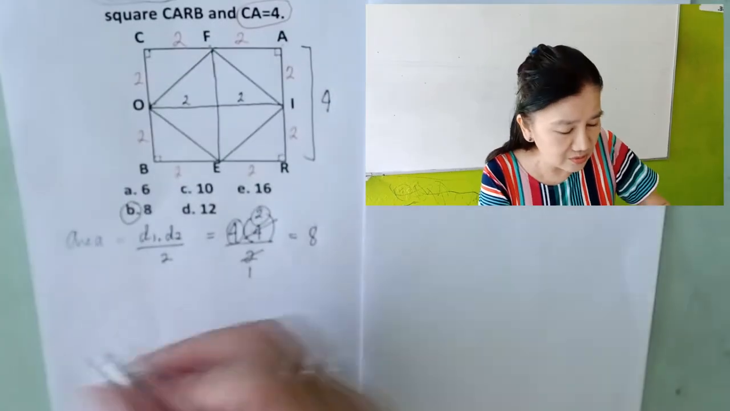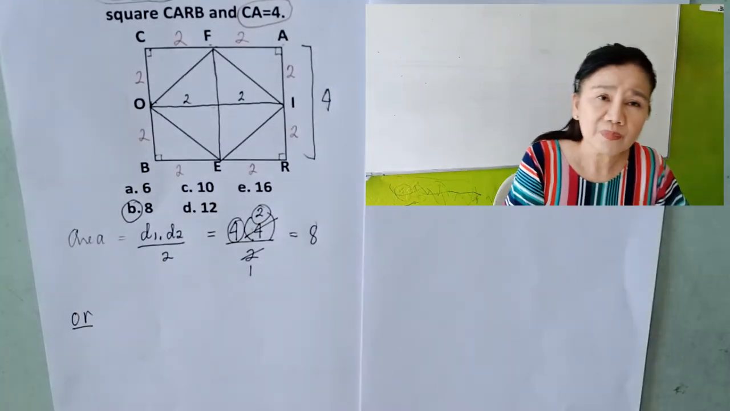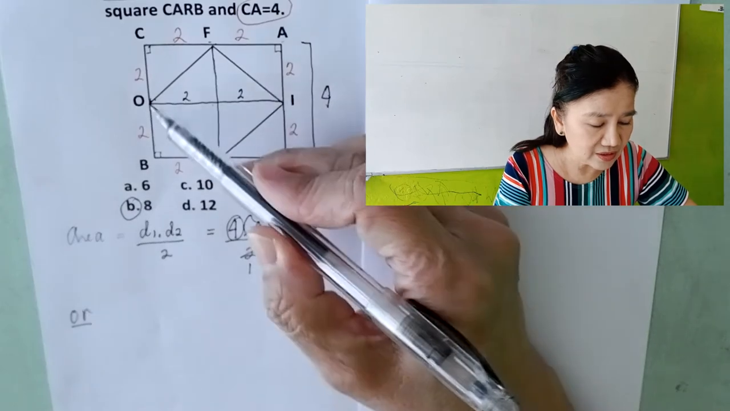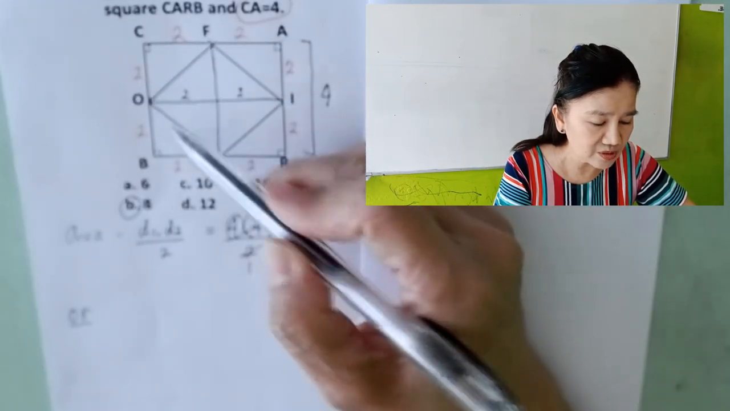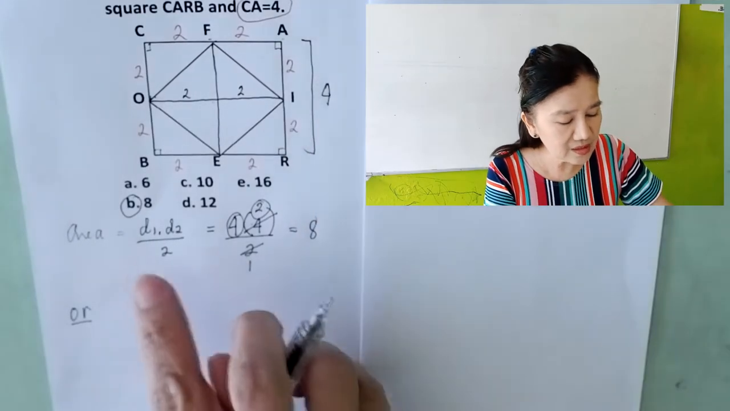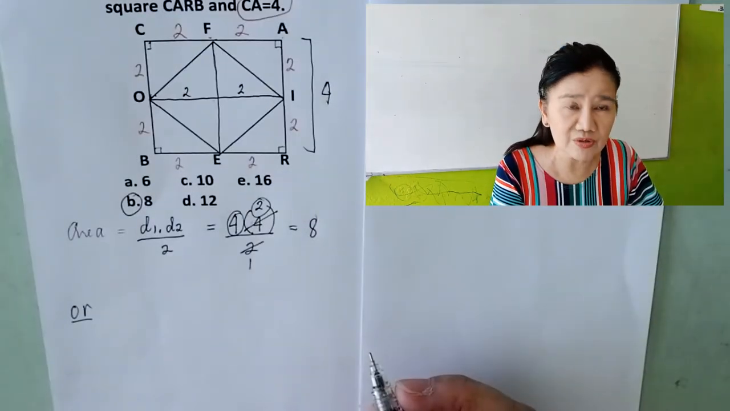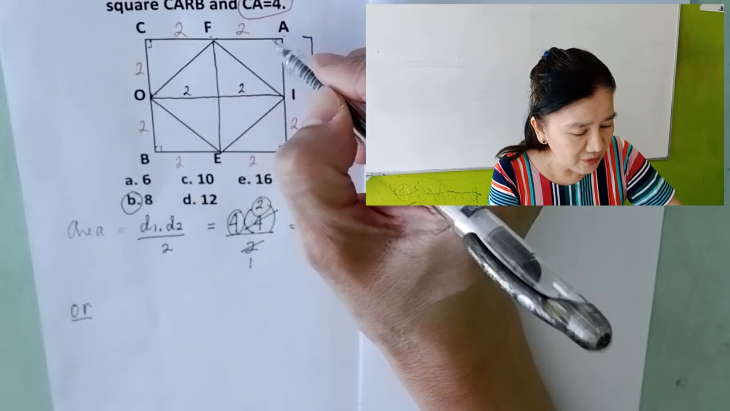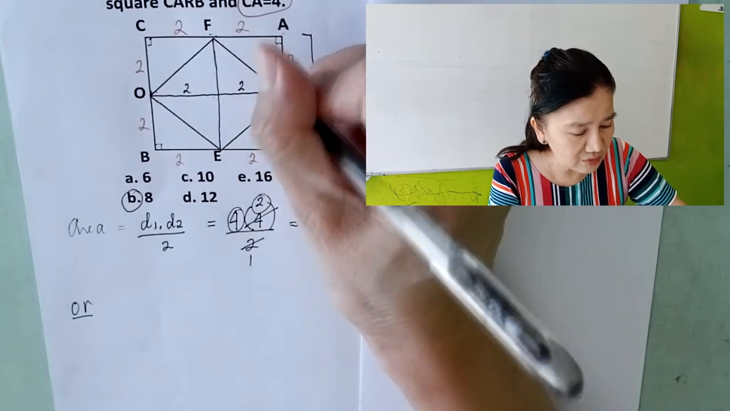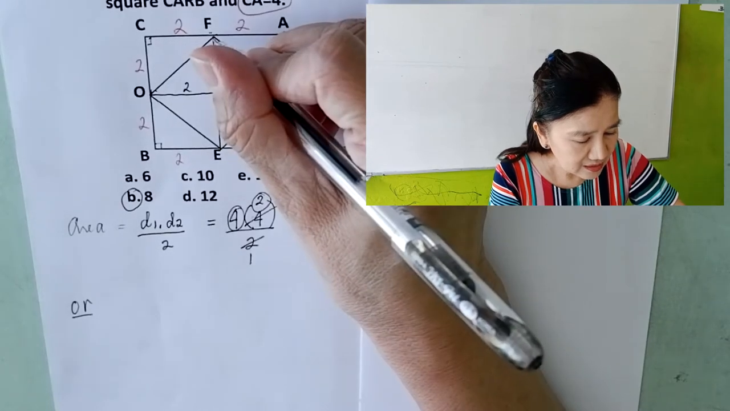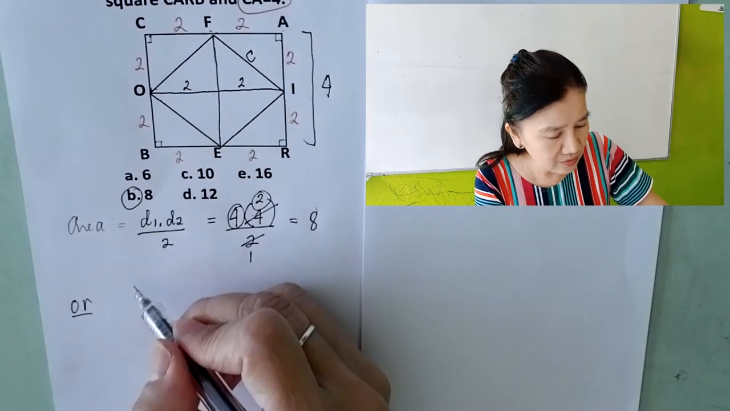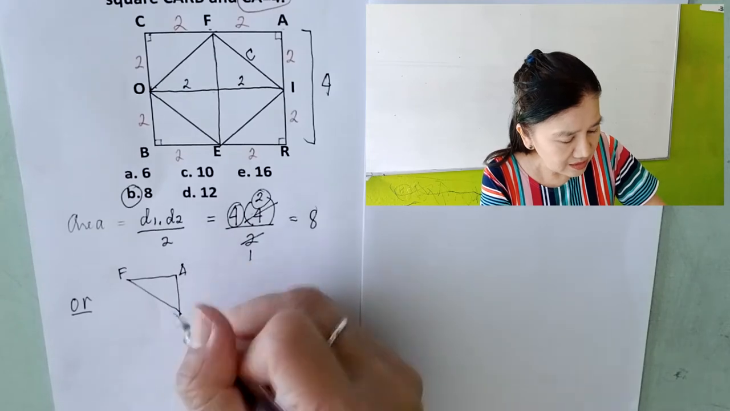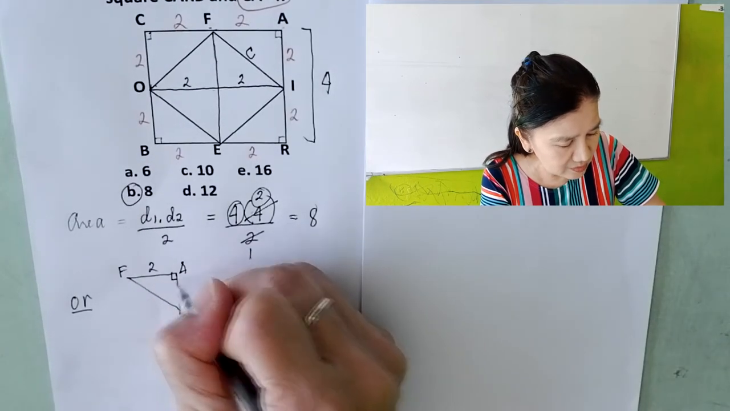Now, there is another solution to this. In case you do not remember that the area of a kite or a square, this turns out to be a square or a kite, is diagonal 1 times diagonal 2 divided by 2, you can use the Pythagorean theorem. Take note of this. If we have here triangle FAI, we can solve for FI. Let us let FI be equal to c. Let me draw the triangle here. This is F, this is A, this is I. This is given to be 2, this is 2.